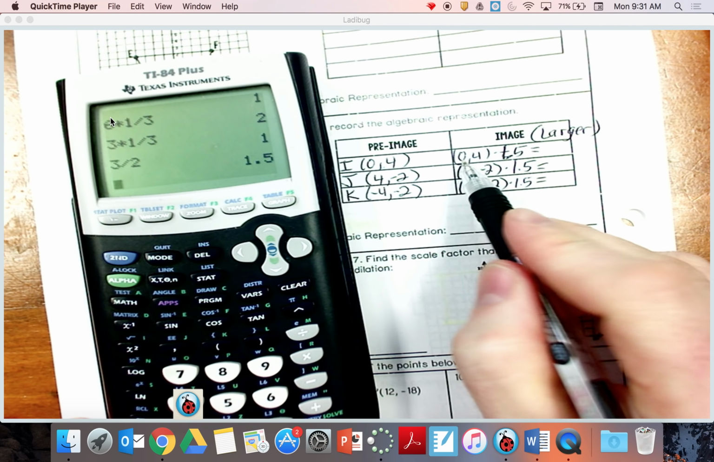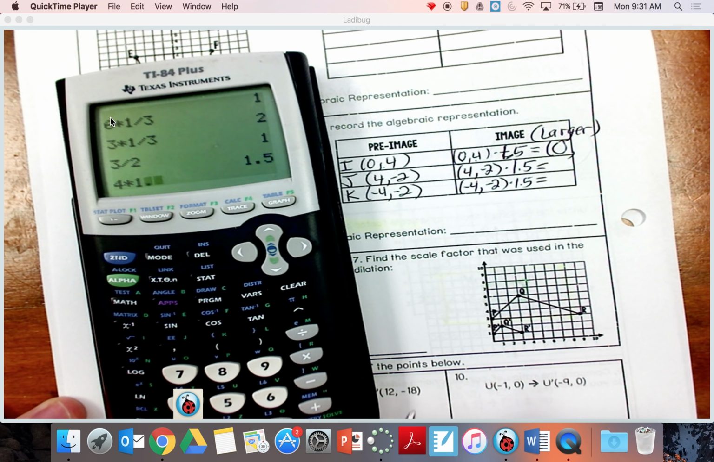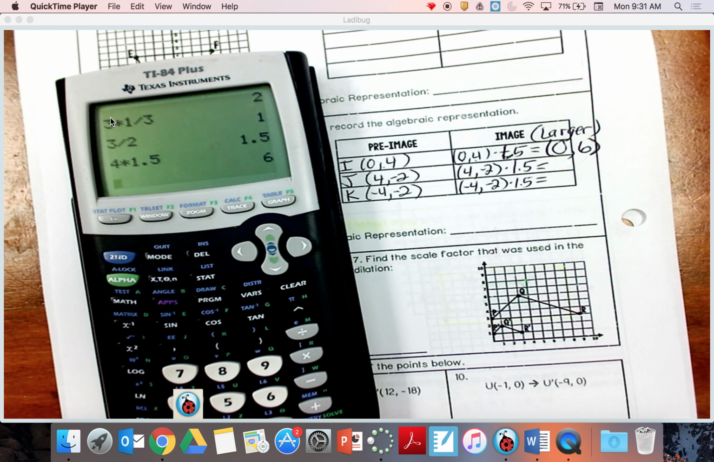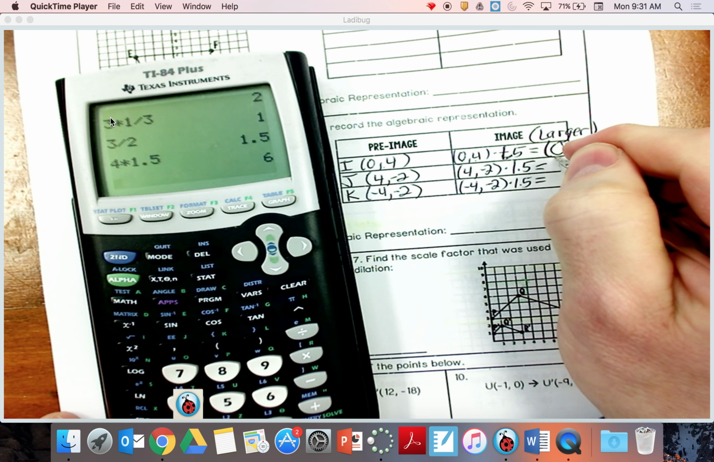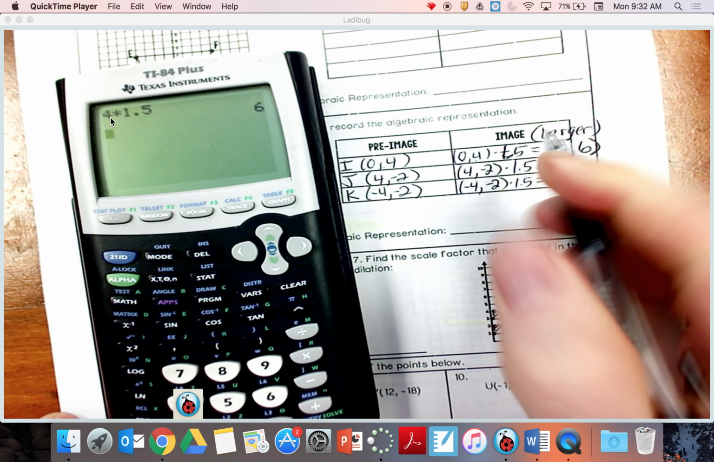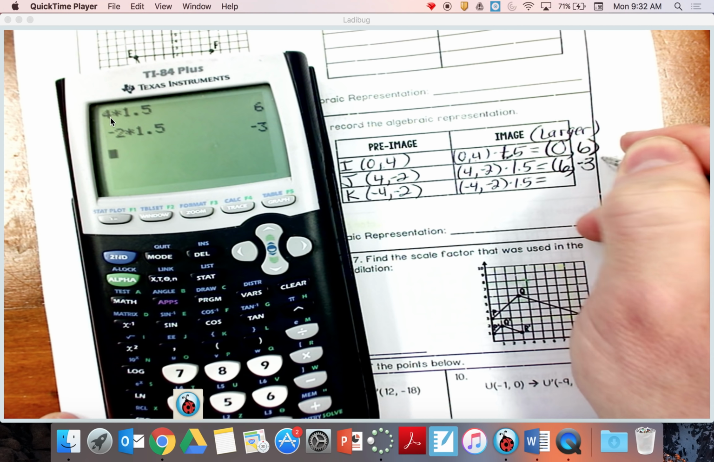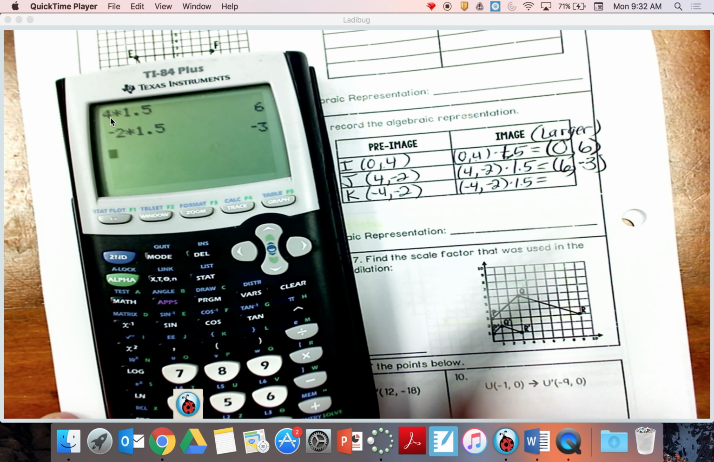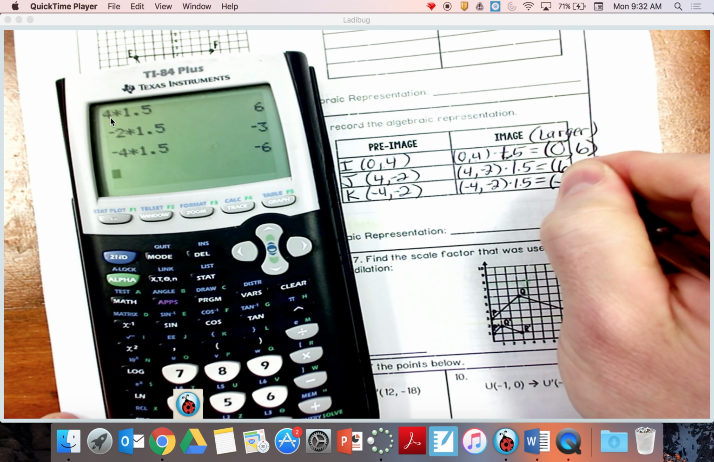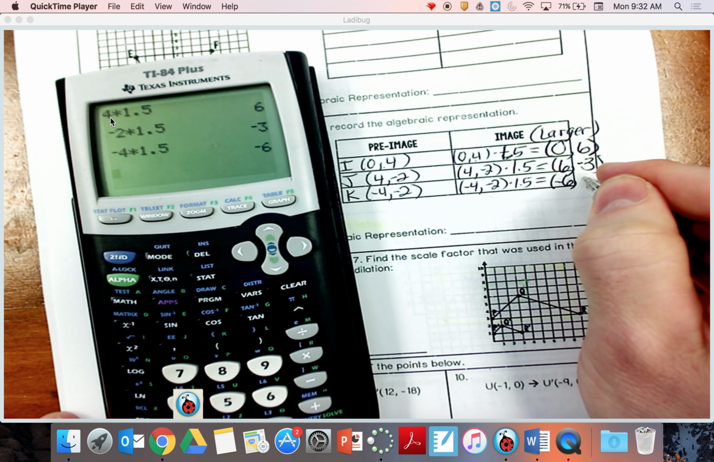So let's see what we have. I'm going to take the 0 times 1.5, which is 0. 4 times 1.5 gives me 6. So there's my new point for I: 0, 6. You can see that it's gotten bigger. I'm going to do the next one. 4 times 1.5 gives me 6. Then take my -2 times 1.5, gives me -3. So there's my new ordered pair there, 6, -3. Then I have my next one here, -4 times 1.5 gives me -6. And -2 times 1.5 is going to give me -3.